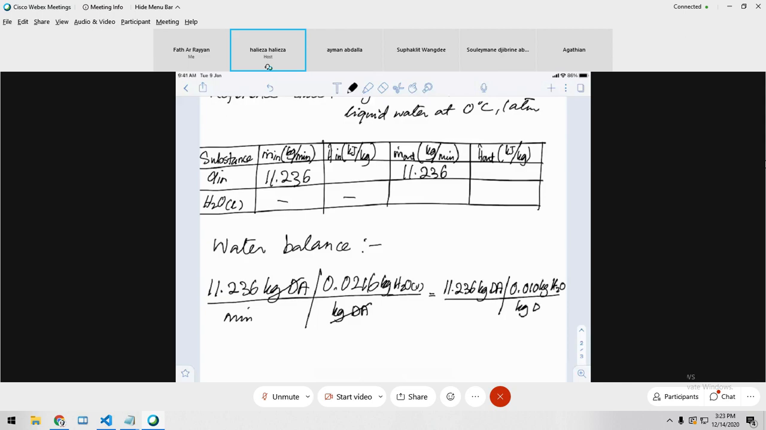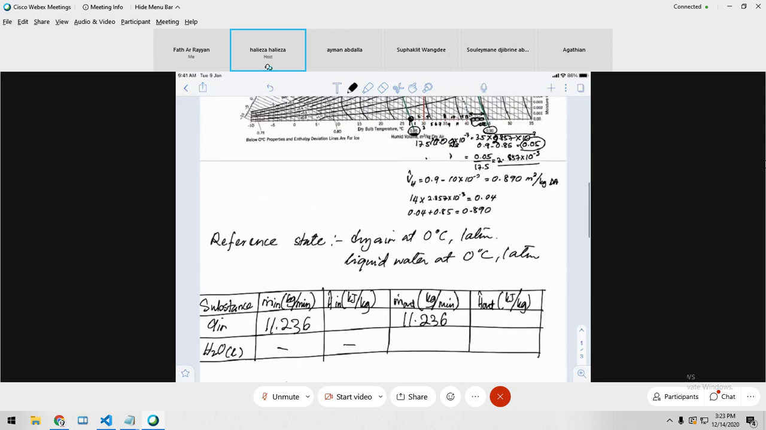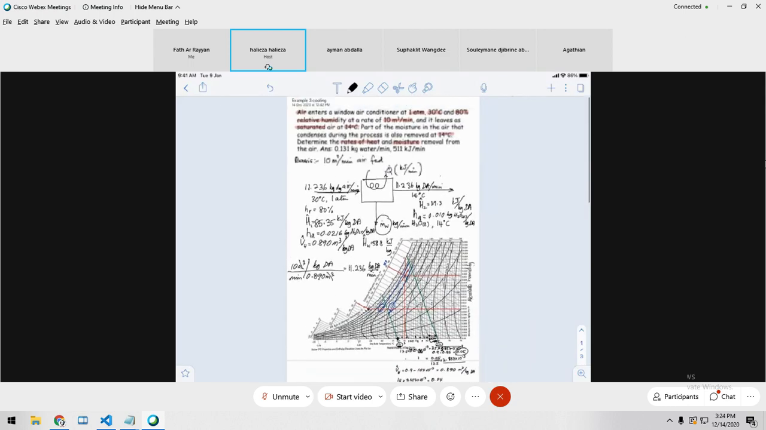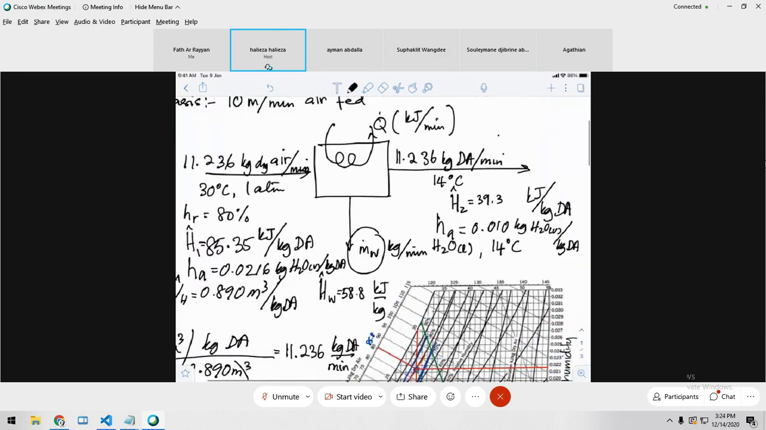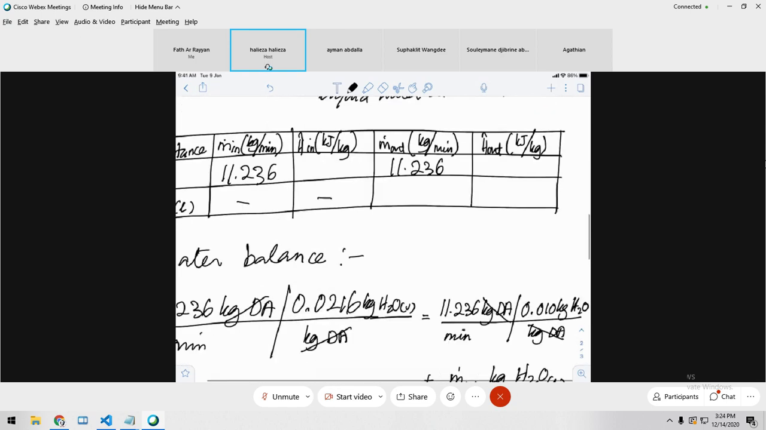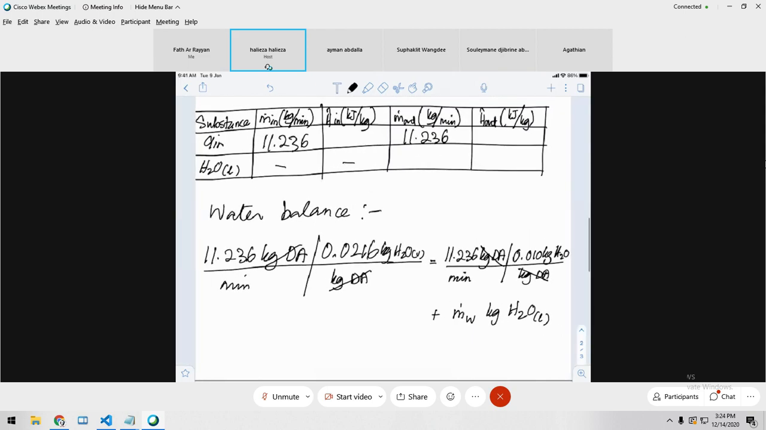So this is per minute. Don't forget that minute. So plus the amount of liquid water coming out. That's kilogram of water condensing. So if you do this, that's on the block diagram. Coming in is one stream, going out is two streams, so you have two outlets. So that's what I have written over here. I have two outlets, I have one inlet.